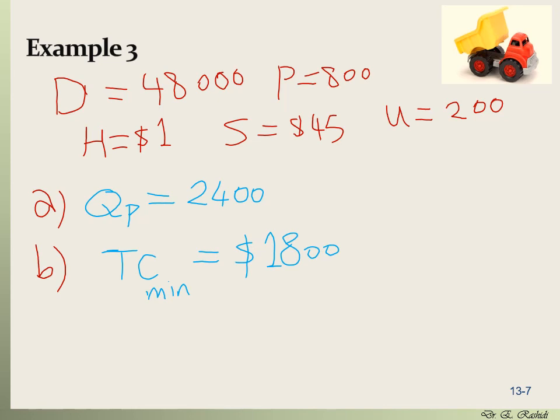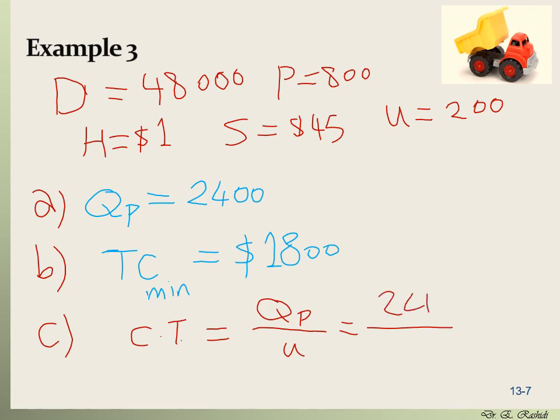Now let's go to part C. Part C is asking for cycle time if we produce at optimal quantity QP. According to the formula, cycle time, CT, is equal to the optimal quantity of production QP divided by the usage rate, U. If you plug in these numbers, QP is 2400 and U is 200. So the cycle time is 12 days. That means that every 12 days we are going to start production.